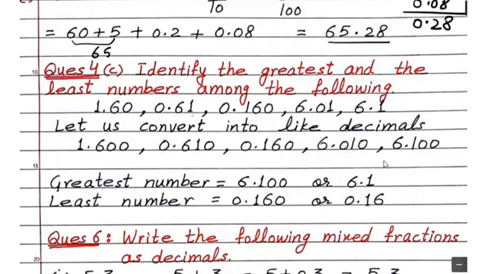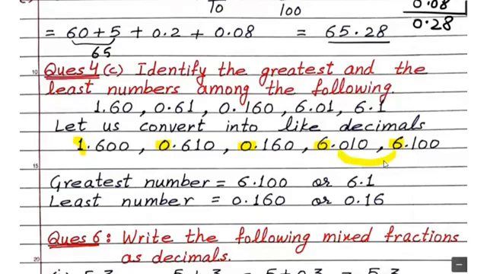0.61 is 0.610, right? Then this will come as it is. Then 6.01 is 6.010. Then next also we have put a zero at the end. Now children, we have to find the greatest number. See all the integral parts. Here the integral part is 1. Here it is 0. Then again 0. Then 6 and then 6. So the integral part 6 is greater.